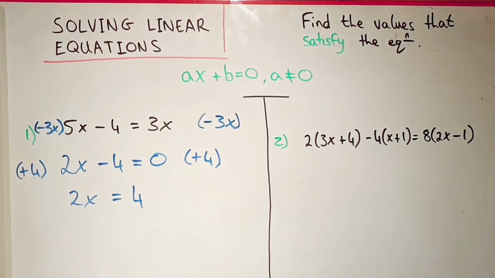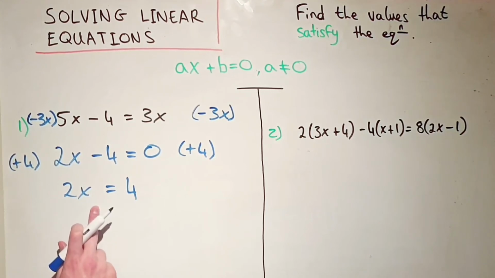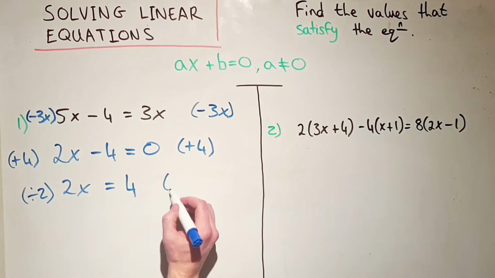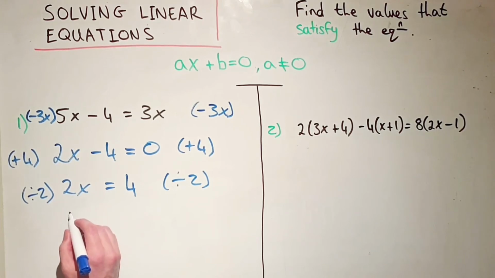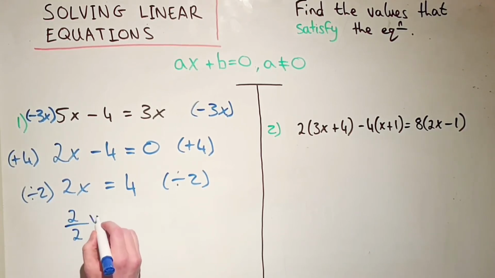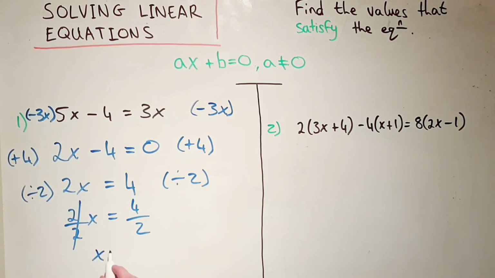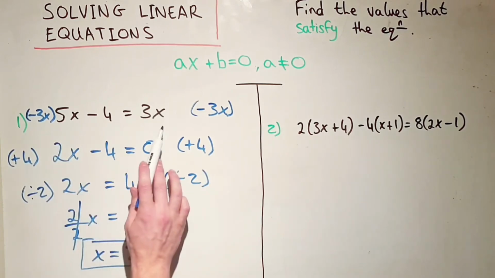So if you have a 2x, just to make that an x, so 1x, we'll have to divide this expression by 2. So on the left hand side, we'll have to divide it by 2. We have to do the same on the right, divide by 2. So written in a more explicit form, it's 2 over 2x equals 4 over 2. These are going to cancel just to leave an x, and 4 divided by 2 is 2. So this is the value that satisfies this equation.